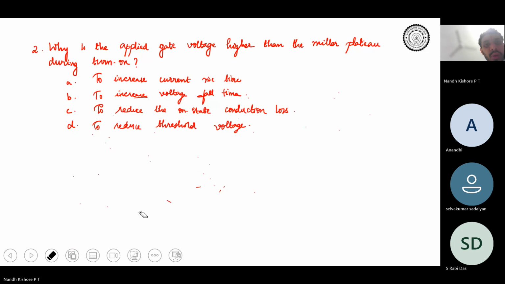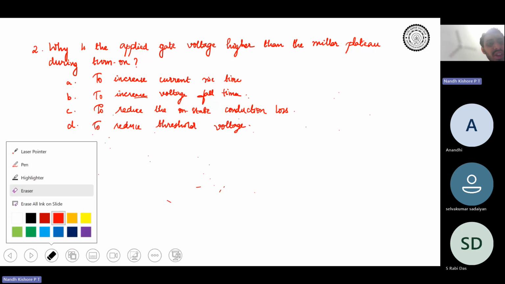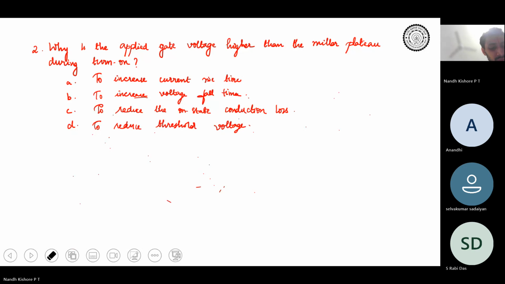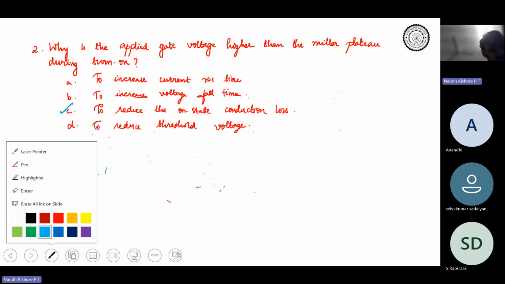Why is the applied gate voltage higher than the Miller plateau? I think to reduce the conduction loss, because for operating with higher gate voltage, less RDS on will come. Correct.